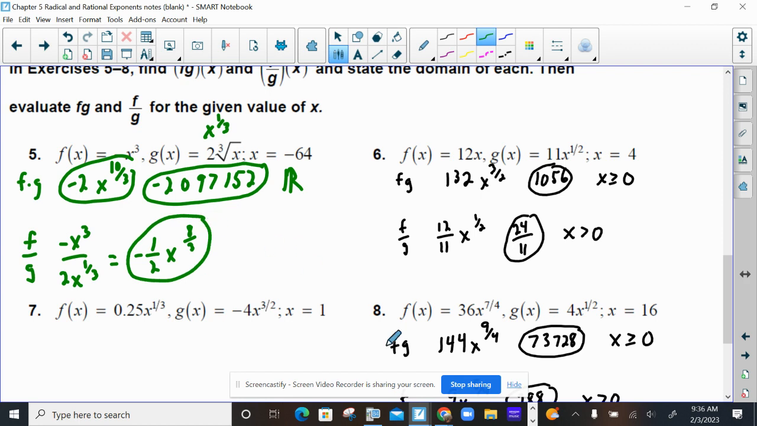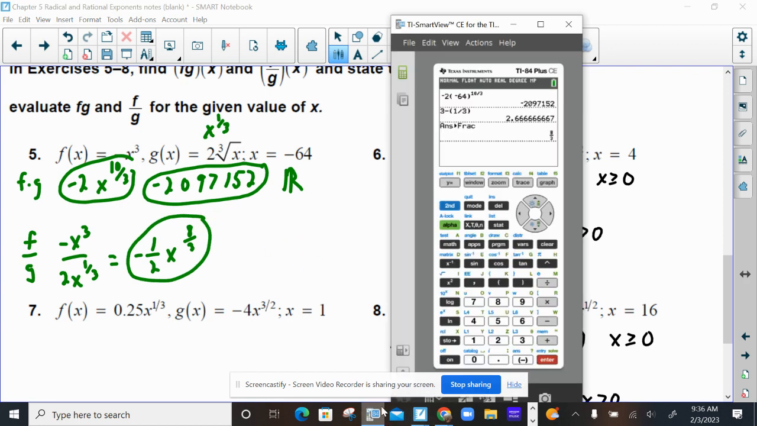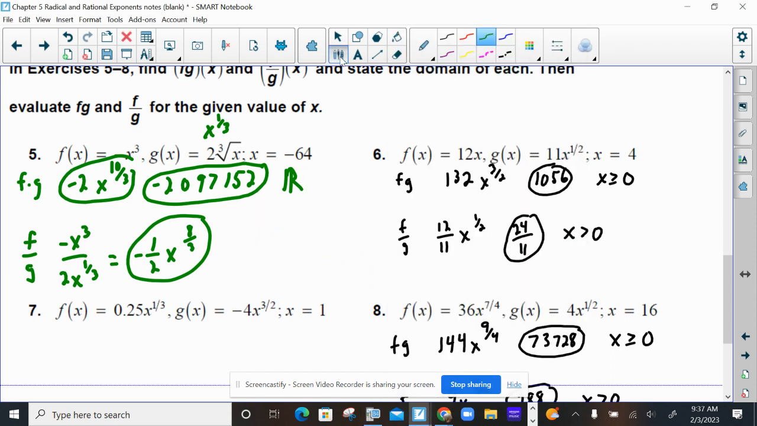And then we need to plug in. So just like before, I'll ask the calculator. I'm just going to type in negative 0.5. That's a little bit easier than negative 1 divided by 2. And I'm going to put a negative 64, and I'm going to raise this to the 8/3. And we're going to get negative 32,768. Okay, calculator does all the work for us.